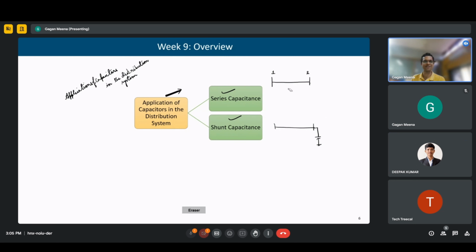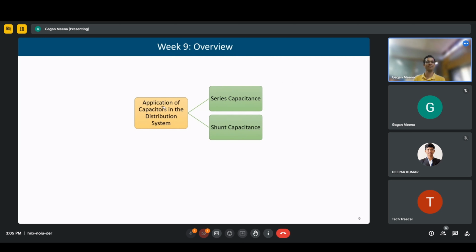We are starting with the overview of week 9. So we will start with a simple, brief, quick overview of week 9, then we will discuss the questions.